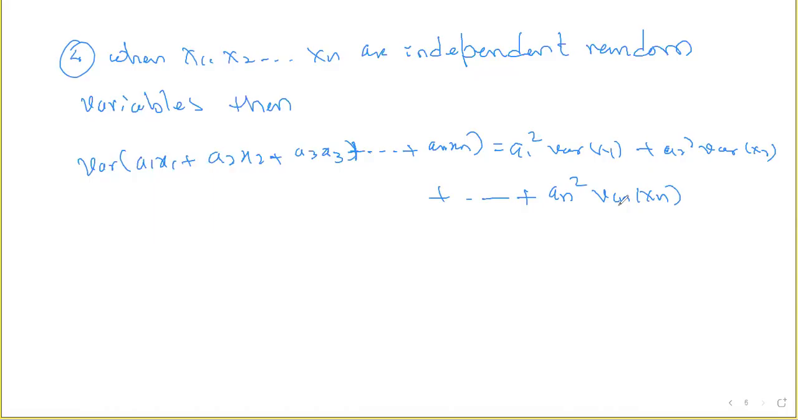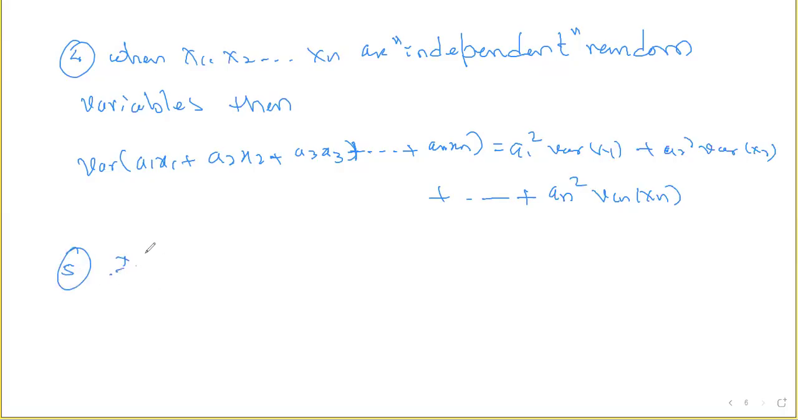So here a1, a2, a3, so on up to an are any n real constants, right? So it is applicable only when x1, x2, so on up to xn are independent, right? If these are not independent, this theorem fails. If these are independent, okay, this theorem will be applied, right? Theorem means this is a remark. Clear?